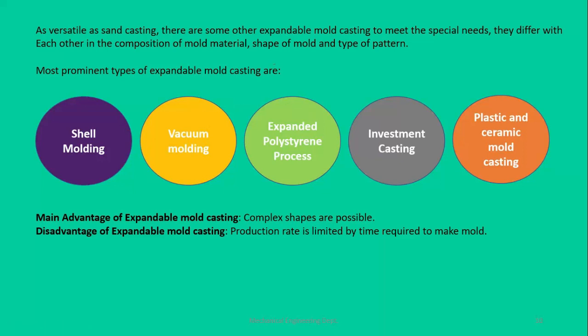Some prominent types of expandable mold casting: the first one is shell mold casting, or shell molding. We have vacuum molding, and the expanded polystyrene process, also known as EPS. We have investment casting, and plastic and ceramic mold casting.